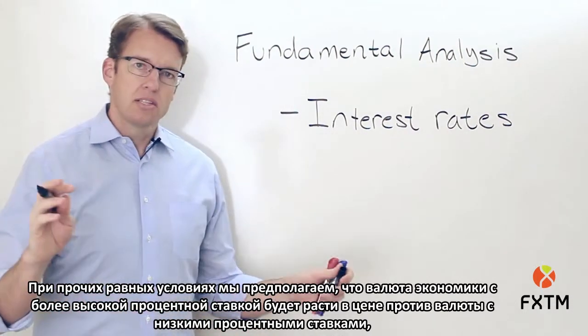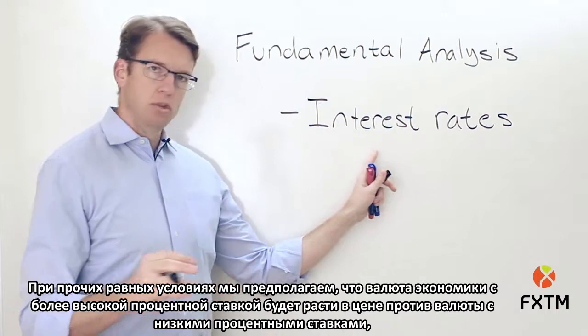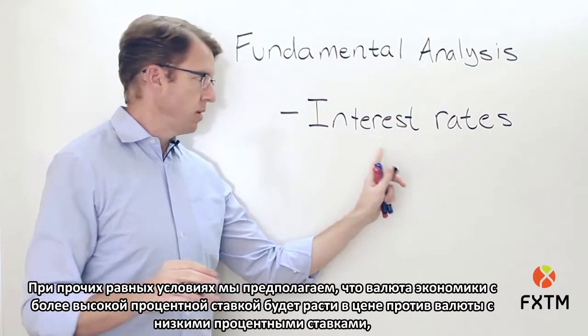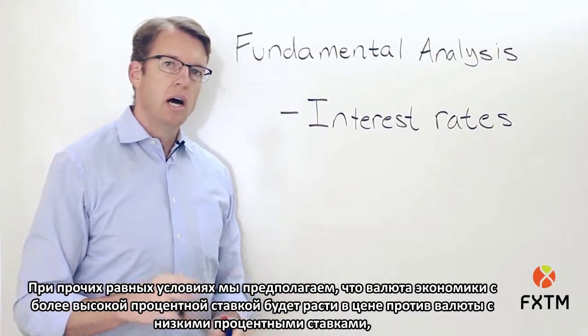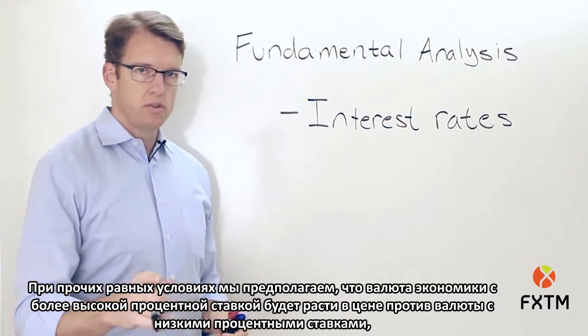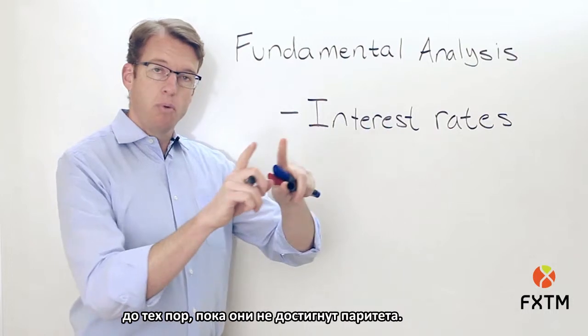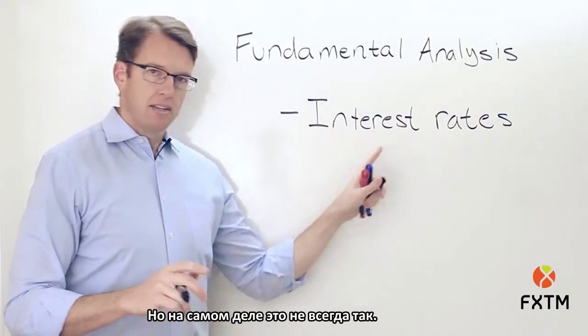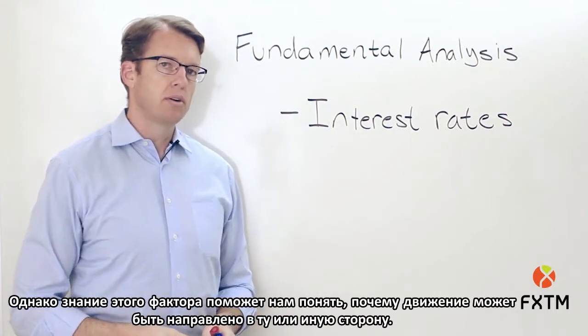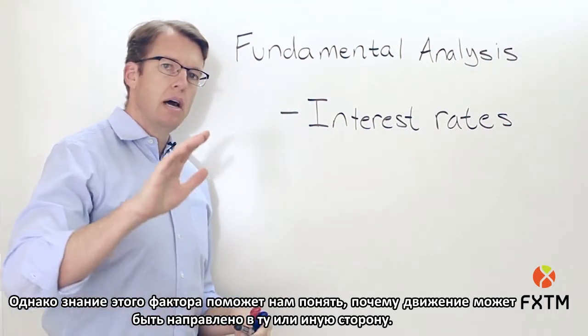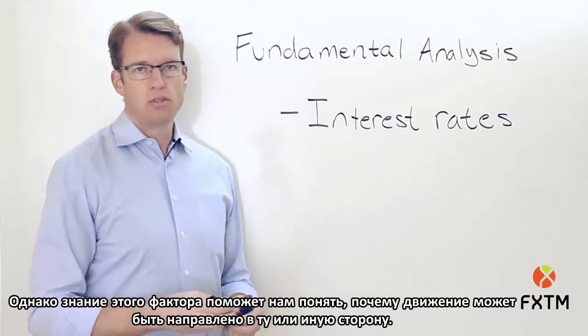Now, if all else is equal, we would assume that the currency that is represented by the higher interest rate is going to appreciate in value against currencies with a lower interest rate until they reach a point of parity. Now, that is not always going to be true, but what it will do is help us to understand why there may be an emerging bias one direction or the other.